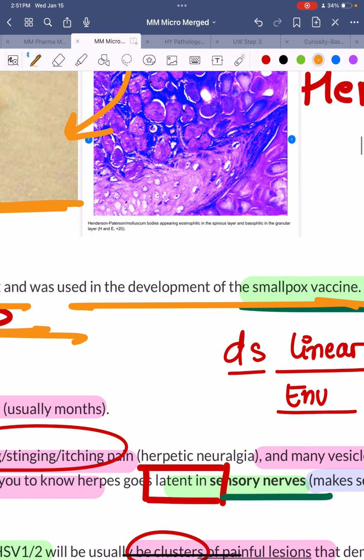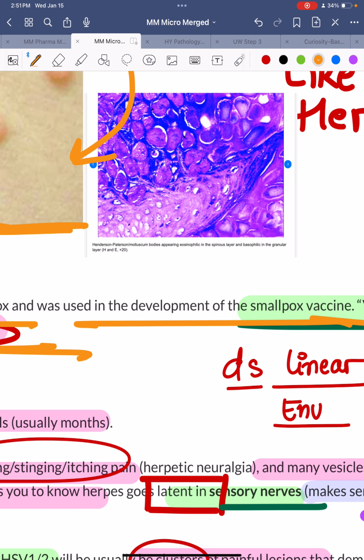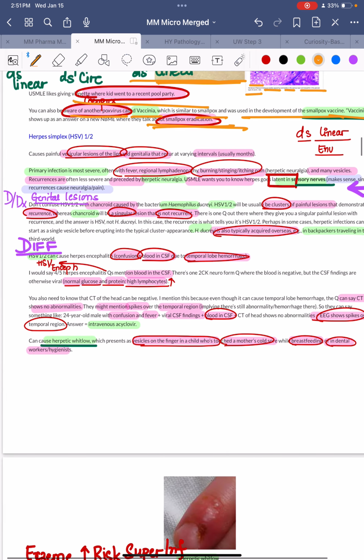And this is a histopathology picture showing molluscum bodies or Henderson-Patterson bodies that appear eosinophilic in the spinous and the basophilic layer, the granular layer of the skin. So if you were to do histopathology, you will find these molluscum bodies in the skin of this patient.